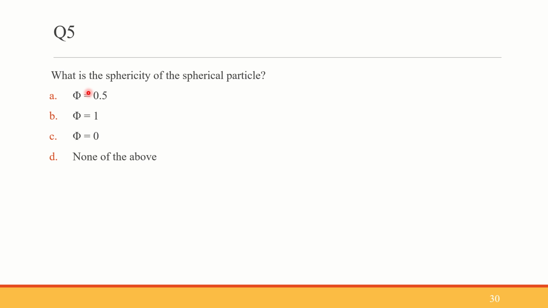So therefore, for the spherical particles, phi is 1. So the comparative factor, the sphericity for the spherical particles, is 1. Phi is equal to 1 for spherical particles. Option B is the right answer.